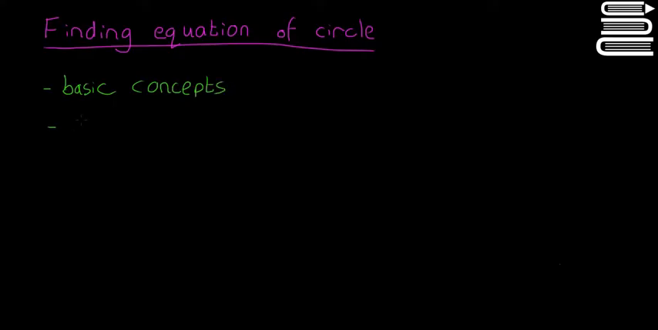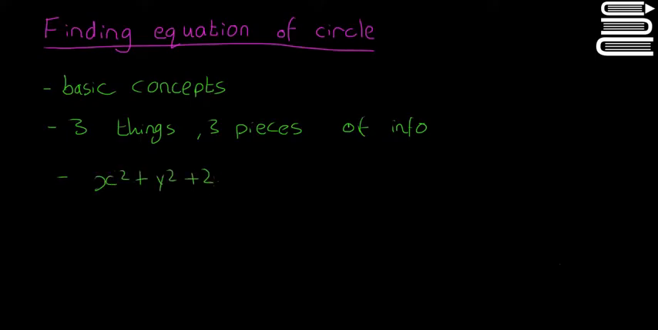Generally we're looking for three things, three pieces of info. Anything they tell you in the question is probably going to be a piece of info. The reason is that we're going to have x squared plus y squared plus 2gx plus 2fy plus c is equal to 0. We're generally looking for g, f, and c when we're doing these kinds of problems. Some of those basic concepts I was talking about, I'll scroll down and show you a few in this video.